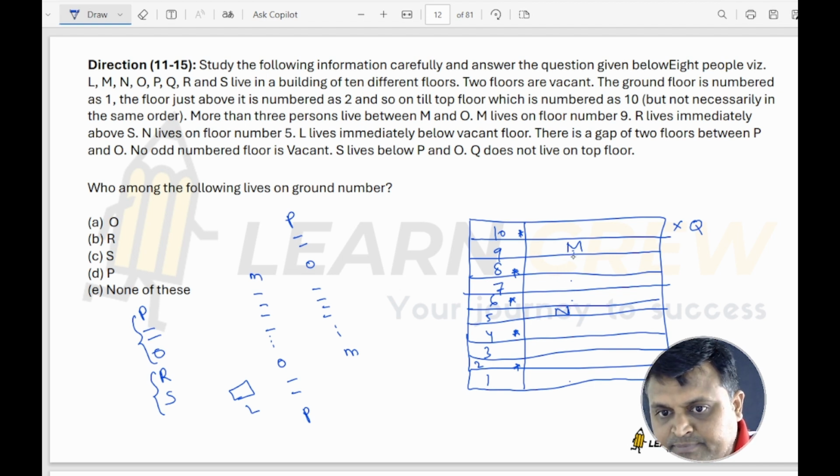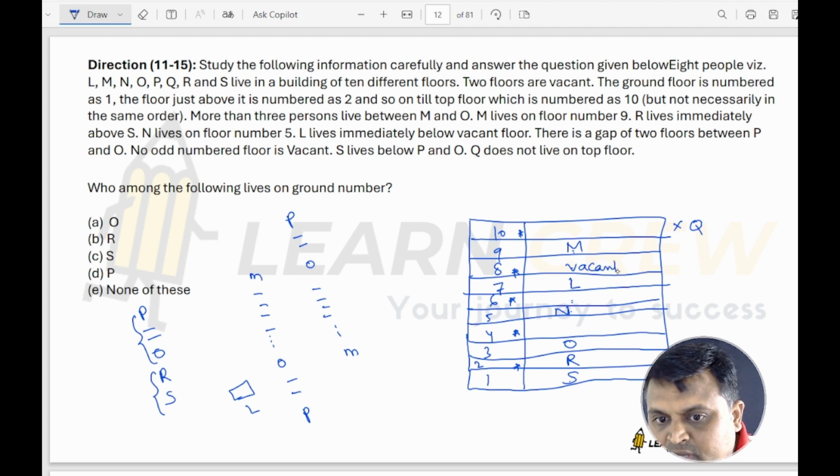M is here. I am taking 1, 2, 3, 4. For example, I am taking O here. If I take O here, and S is below P and O, so S and R will come here. And it is already given that there is a vacant floor above L. So if I keep L here, then this has to be vacant.